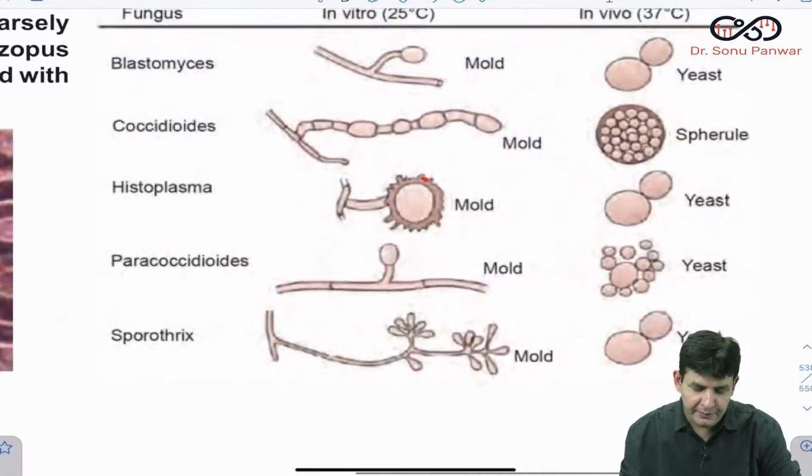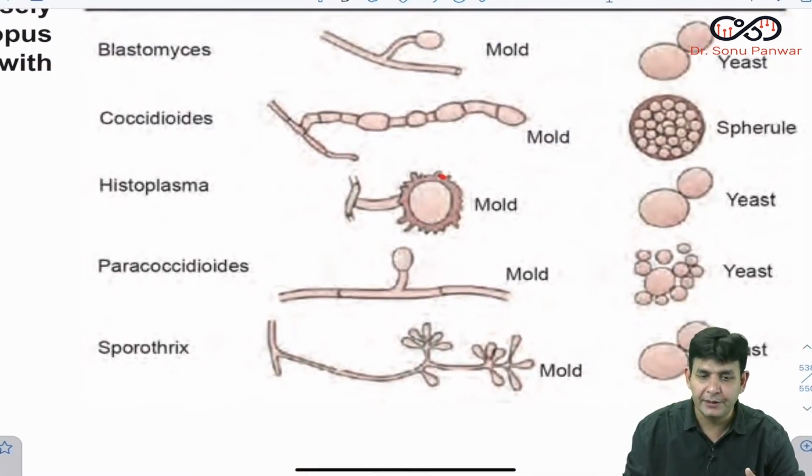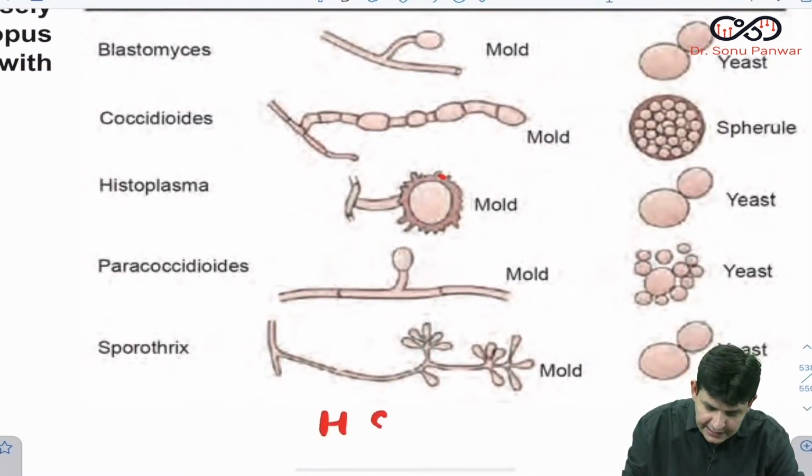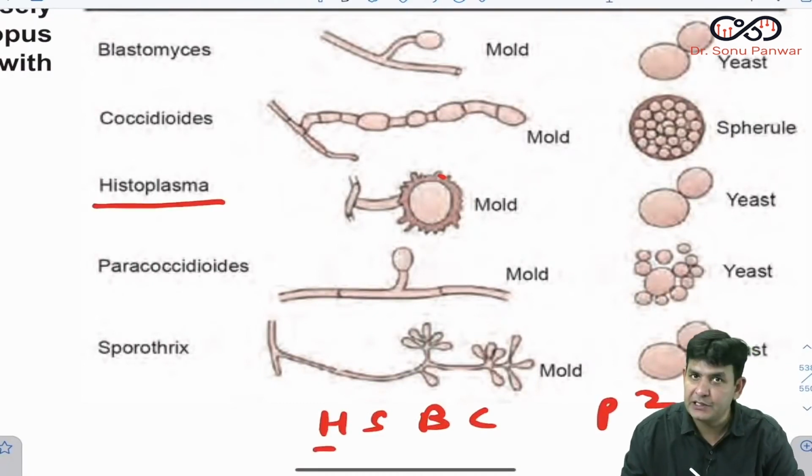So this is the important picture of the various dimorphic fungi. I've already told you the mnemonic for it. The mnemonic for this is HSBC square. What is this H? H is Histoplasma, and what you're observing is the mold form.